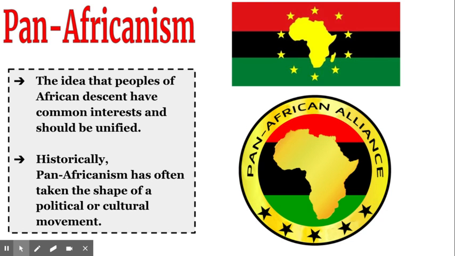So as we look at Africa, the term Pan-Africanism is the idea that people of African descent have common interests and should be unified. So there was talk of maybe, I'm just using the example, the United States of Africa, like the United States of America. And they're going to have this flag they're going to use there, as we see up top. But jumping ahead, not ruining the story, there will be no unified African nation. But historically, Pan-Africanism has taken on the shape of a political and cultural movement, meaning there is common culture, and maybe politically they can work together and still be independent.